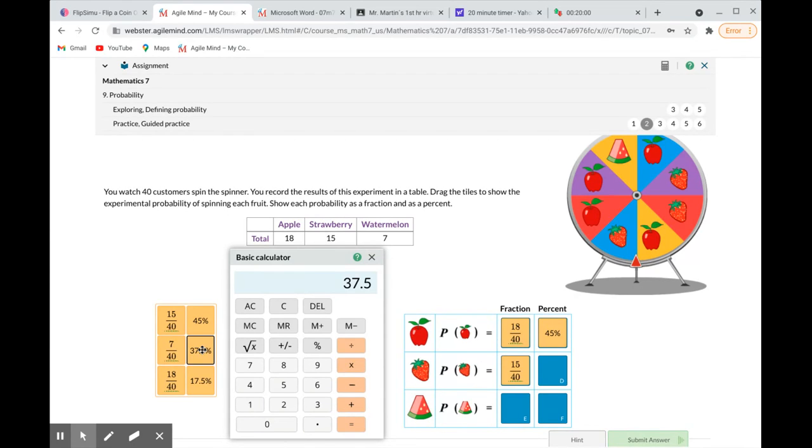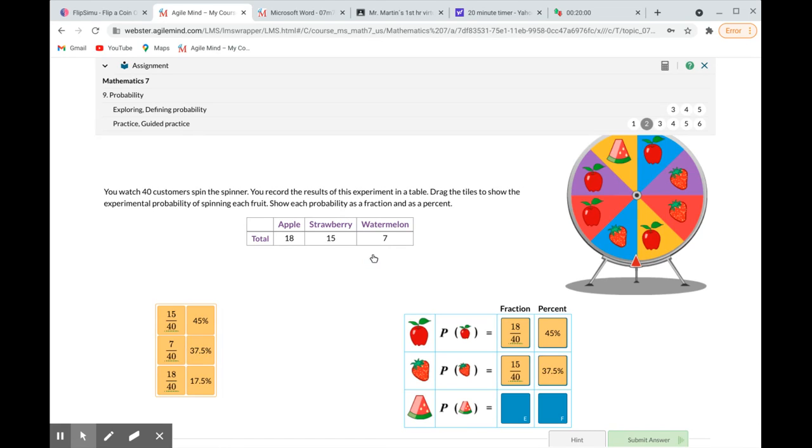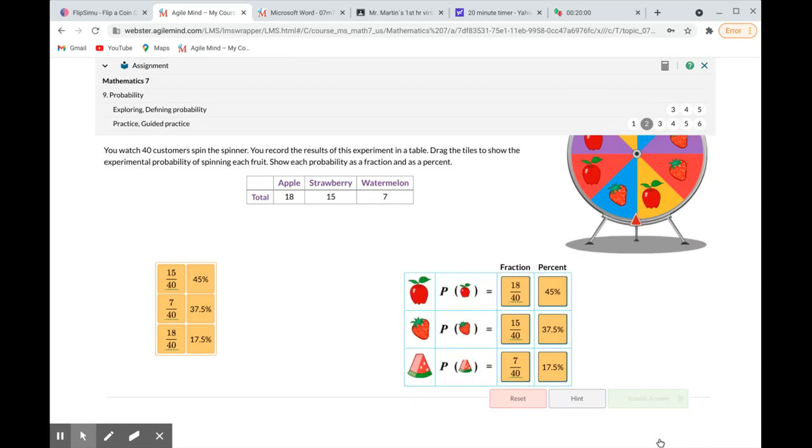So what does that mean the last one has to be? Do I need that calculator anymore? No. What does it have to be? 7/40, and the percent would be 17.5. Perfect. Because 45 plus 37.5, if you were to take those and subtract it from 100, it's going to leave you with 17.5. And it's the only other option that you can do.